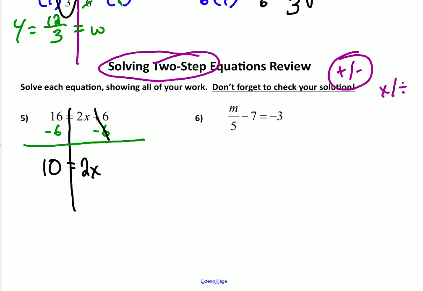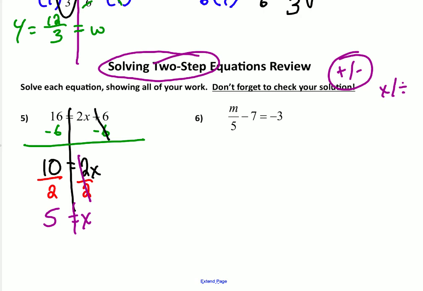Now I do my next step. Now I take care of the multiplying or dividing. Well, in this case, 2x means 2 times x, so I want to divide by 2, but I'm going to do the same thing on both sides to keep it balanced. 2 divided by 2 is really just 1, or x. 10 divided by 2 is 5.